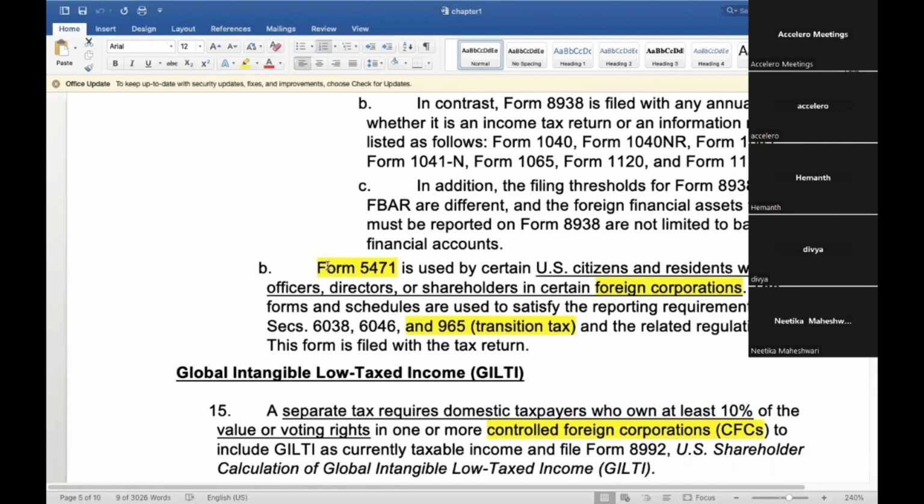Again, we saw Form 5471, required anytime a US person is an officer, director, or shareholder in any foreign corporation. Again, it doesn't matter where the person is staying. When it comes to doing returns for US citizens, it really doesn't matter where the person is staying. We have to follow all the rules as if the person was physically staying in the US.